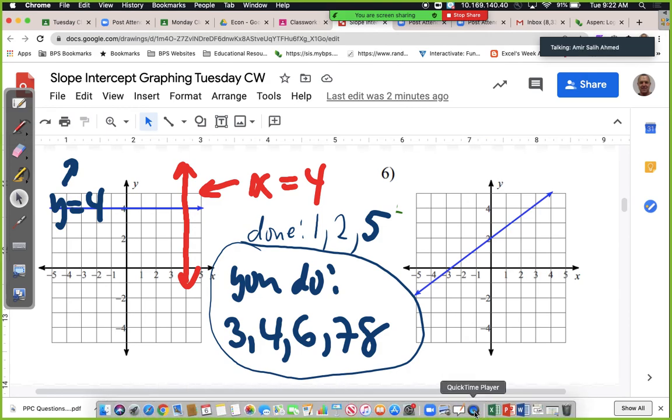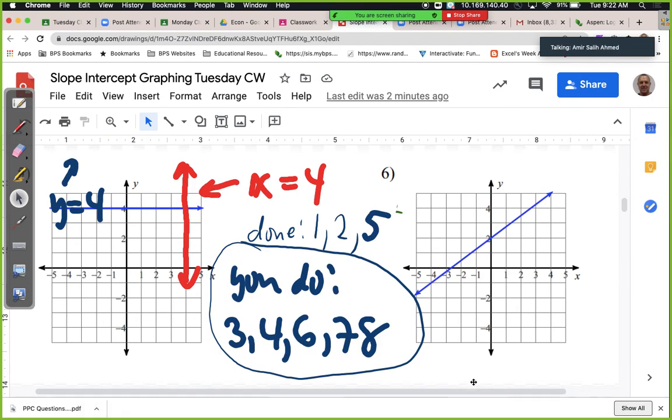Yes? In number 3, y equals 3. I put y equals 3. Just don't know what's happening. Let's see. All right, let's take a look. Let me erase this.